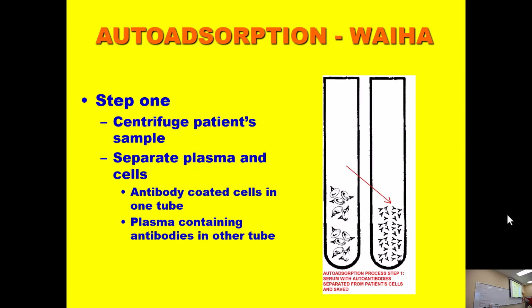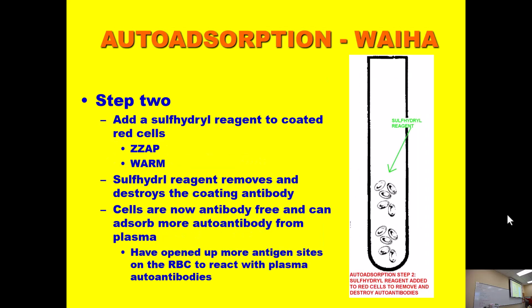So what we do here, here's some pictures. Step one, we're going to centrifuge the patient's sample, separate the plasma and the cells. Okay? Antibody-coated cells here, all the extra plasma here. We don't know if this is just the auto, if there's some allo sticking in there. So then what we do, we use one of these ZZAP or WARM, it's a sulfhydryl reagent, and we use them to coat the red cells, and those are going to destroy the antibodies that were attached to the red cells, but they're not going to destroy the red cells. So now, all these antigens, all these cells are now antibody-free, nice and clean, and now they can absorb more of the autoantibody. We've opened up all these sites.